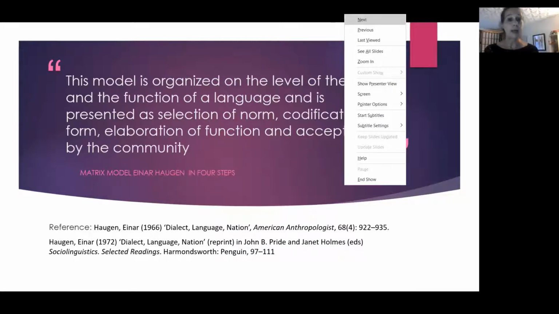The model that I will focus on is organized on the level of the form and the function of a language, and presented as the selection of the norm, the codification of the form, the elaboration of the function, and the acceptance by the community. And that's a matrix model. So all have to link with one another and have to be in resonance too. Next, I added a couple of references to Haugen's work, since this actually all draws back to the 60s. Then he improved some of his four steps in the mid to later 70s, and so on. The next slide, please.